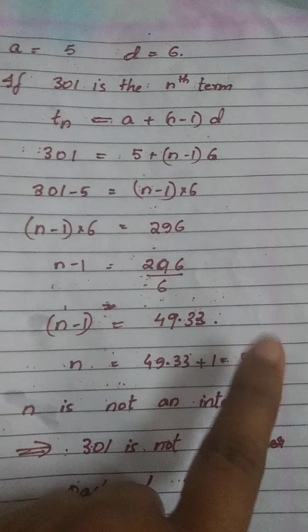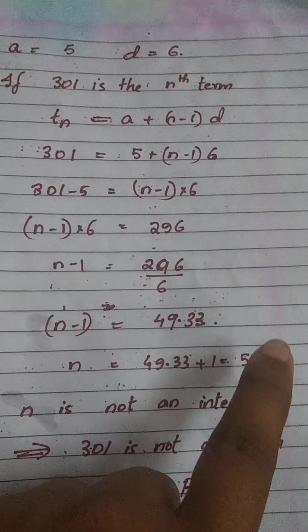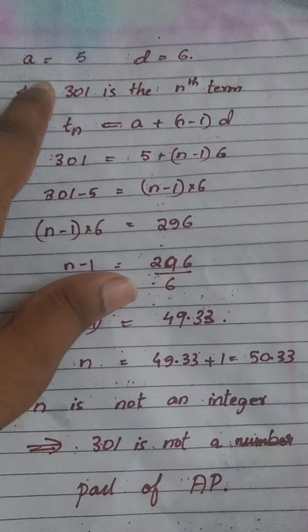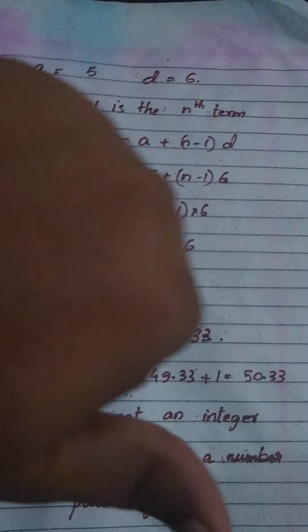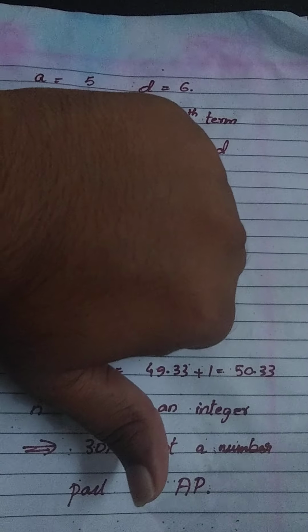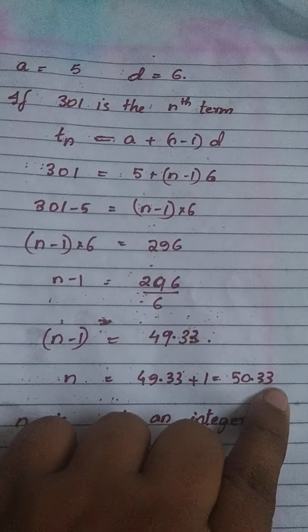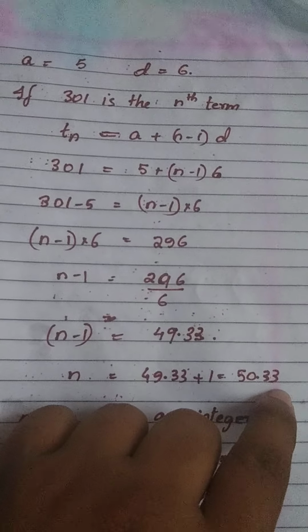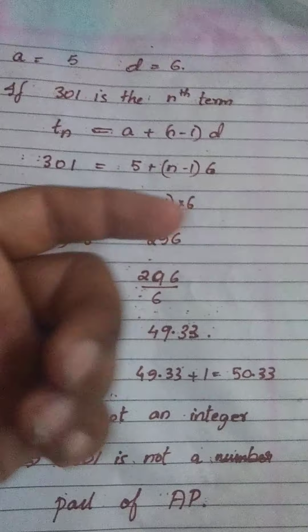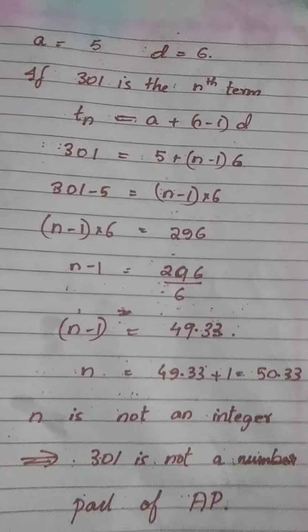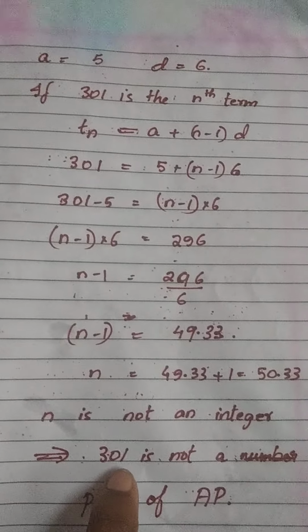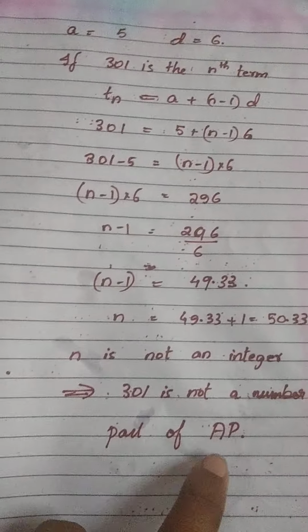n is coming as a decimal number. Do you think then 301 is a member of the AP? Yes or no? The answer is no, right? The answer is no, because this is a decimal number. Like there is no 50.33rd term. 50th term होता है, 51st term होता है, लेकिन 50.33 term नहीं होता है. So n is not an integer. 301 is not a part of the AP.